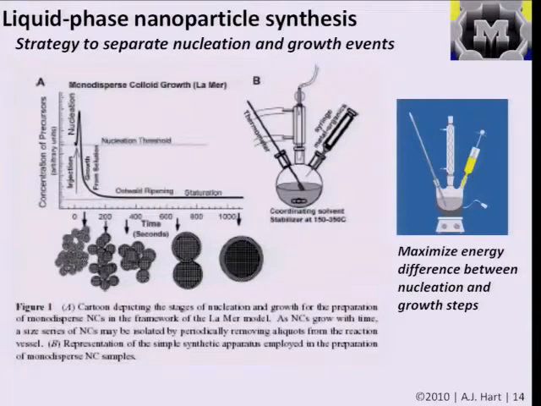So one of the most common ways that nanoparticles are made is in a liquid phase solution. And when we get to the end of the lecture next time, we'll talk a bit more about example chemistries for this process. But I wanted to show you this example now to illustrate the strategy for decoupling nucleation of structures from growth of structures.